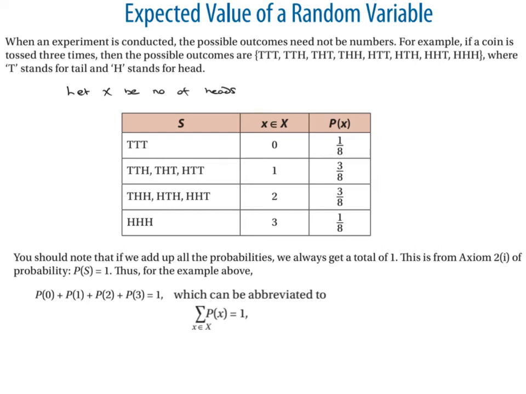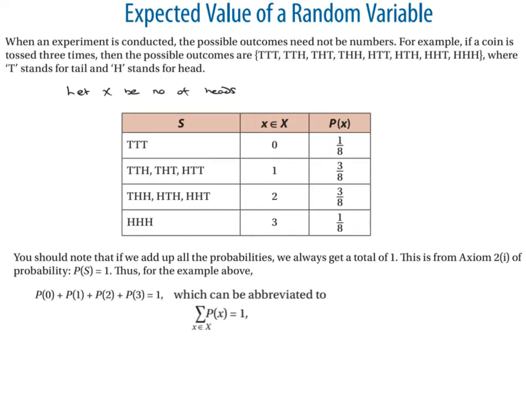Hi guys, in this video what we're going to do is look at what's called the expected value of a random variable. I'm just going to have a quick look at an experiment here where we're going to toss a coin 3 times, and you can see here that the outcomes aren't going to be numbers. We're going to get tails, tails, tails, tails, tails, head, etc.